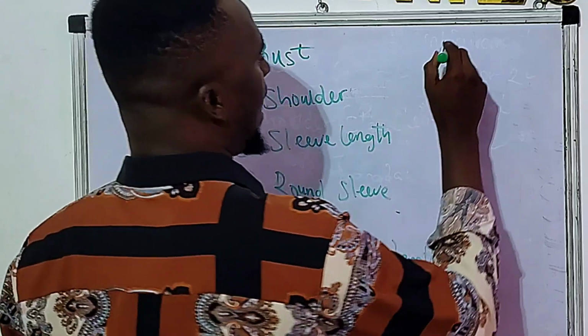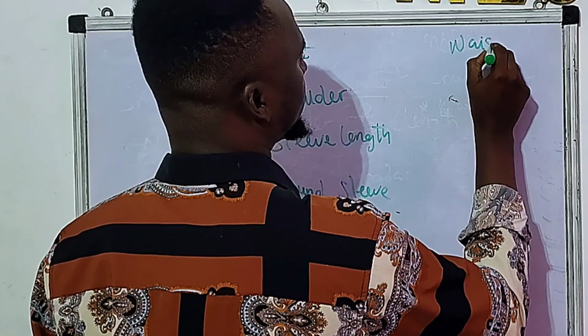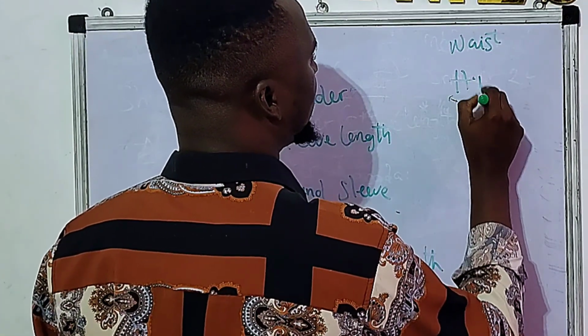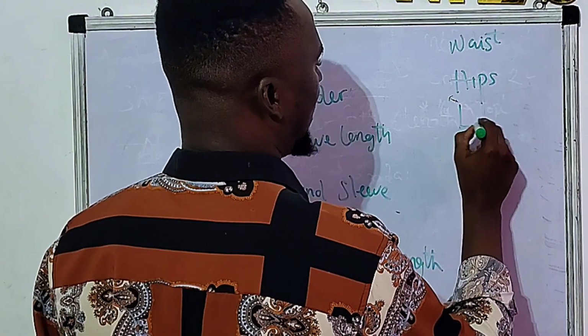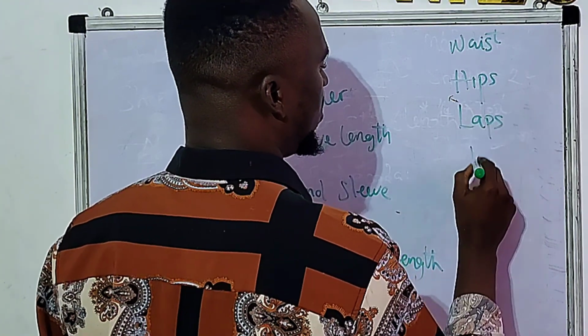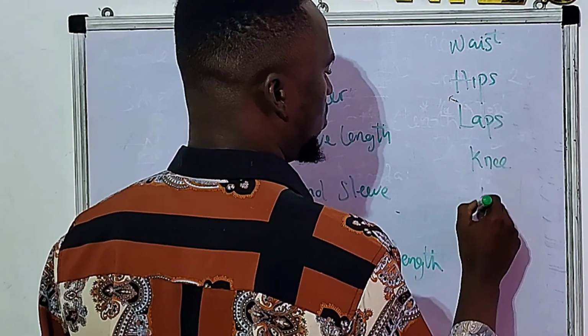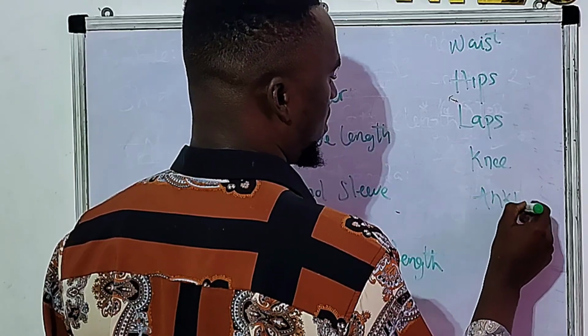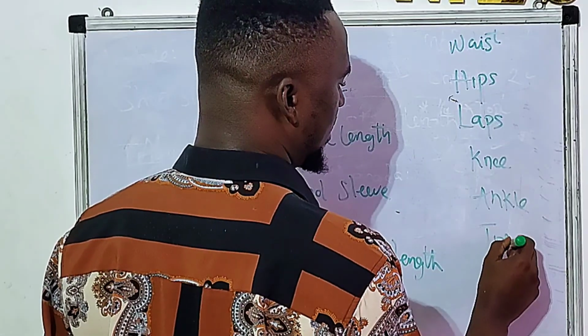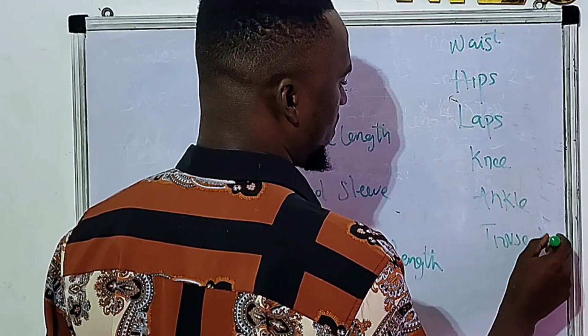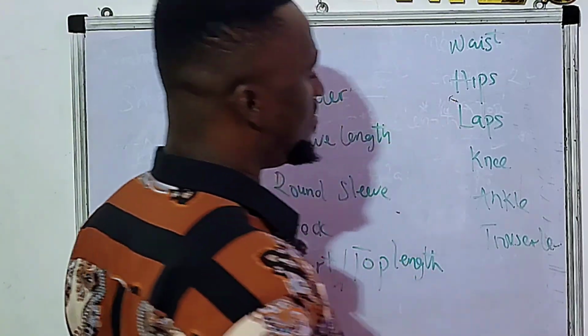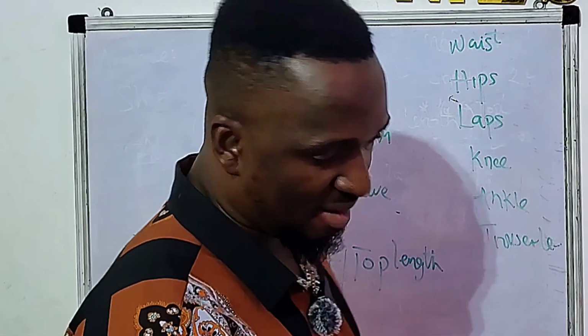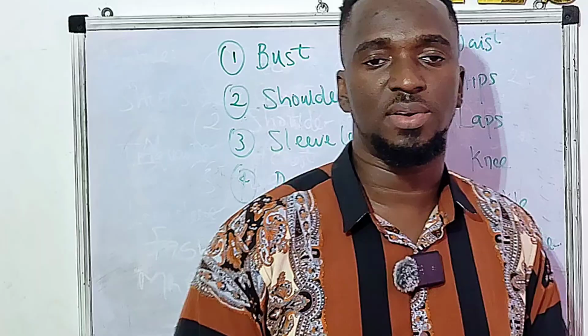Then for the trouser, we have the waist, you have the hips, you have the laps, you have the knee, you have the ankle, you have the trouser length. So these are the areas of measurement you have to take for a perfect female outfit.